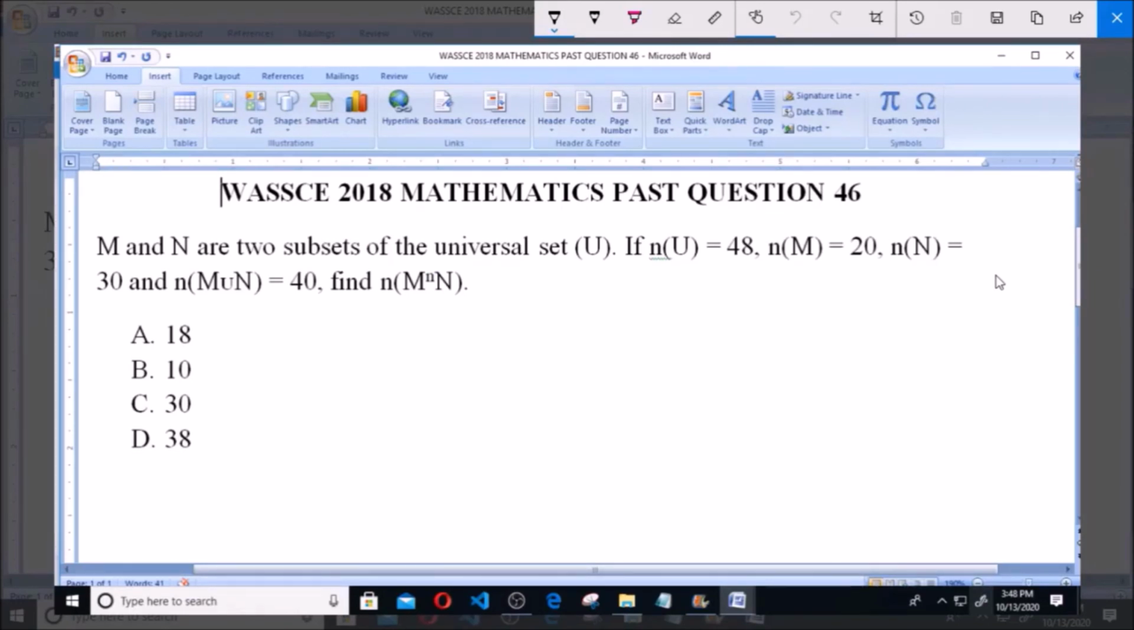M and N are two subsets of universal set U. If U, that's the number of quantities or variables in set U, which is the universal set, is 48, and that of M, which is a subset of the universal set, is 20, and N is 30. Now, M union N is given as 40. We are now asked to find M intersect N. So let's express this using the Venn diagram.